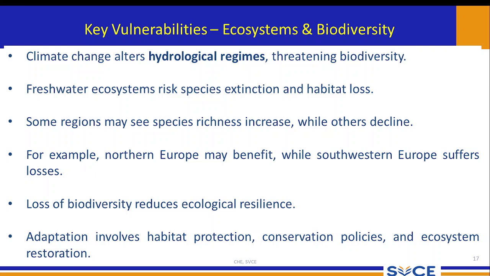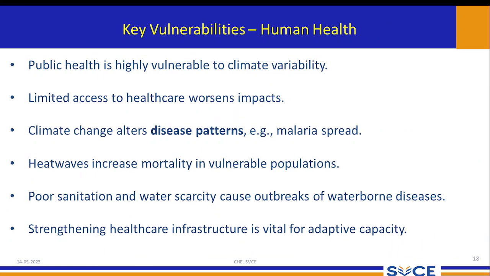So the ecosystem may get affected, or some regions may get a benefit. For example, if there is heavy rainfall, those people who live in a very arid region will benefit. If a region already has a lot of water sources, it may get flooded, and obviously that is getting affected. One region may get a benefit, one region may get losses. Loss of biodiversity reduces ecological resilience. Adaptation involves habitat protection, conservation policies, and ecosystem restoration.